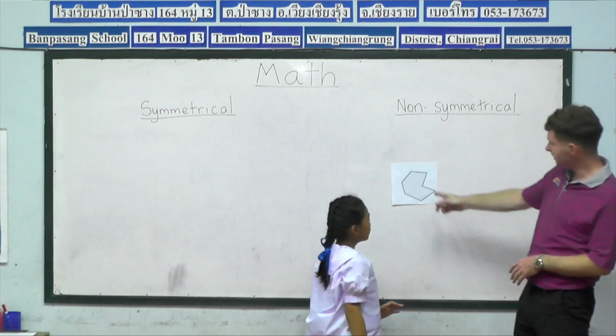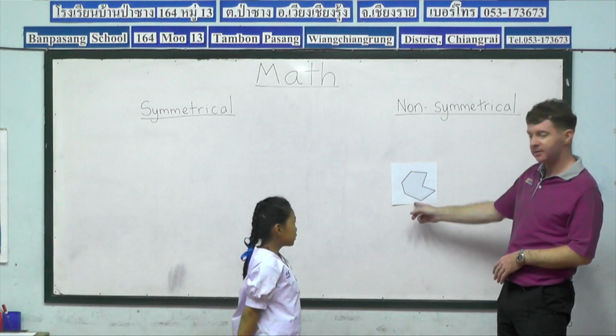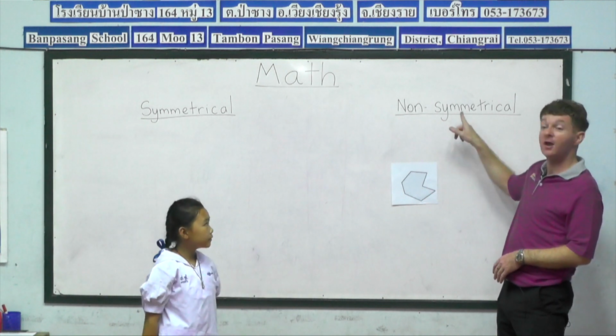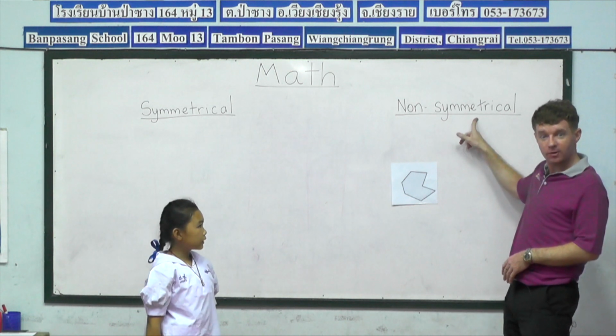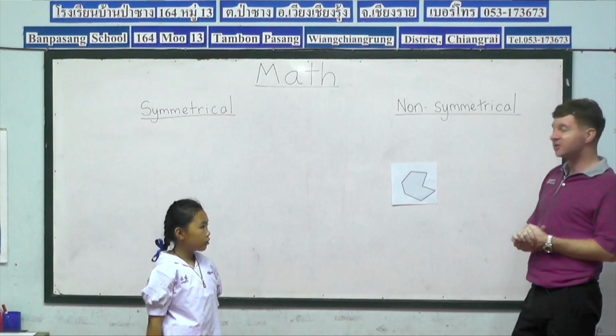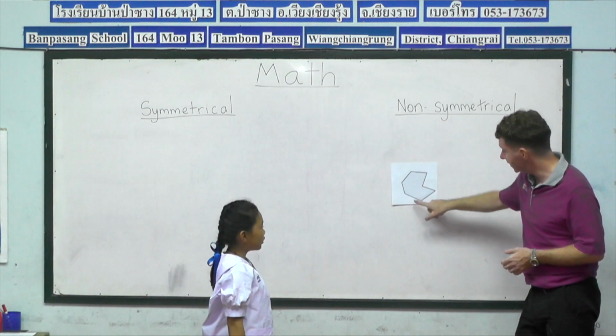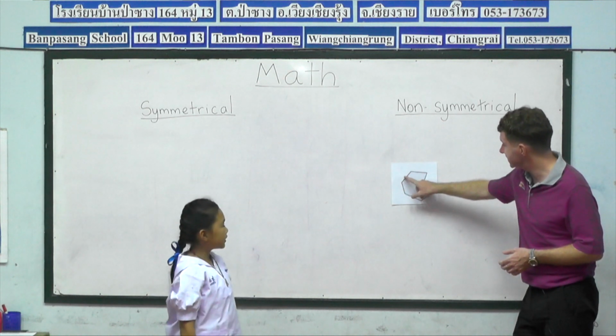Because you can see, if I draw a line here, it's not the same. So it's non-symmetrical. And let's see, what type of shape is it? How many sides? 1, 2, 3, 4, 5, 6, 7.